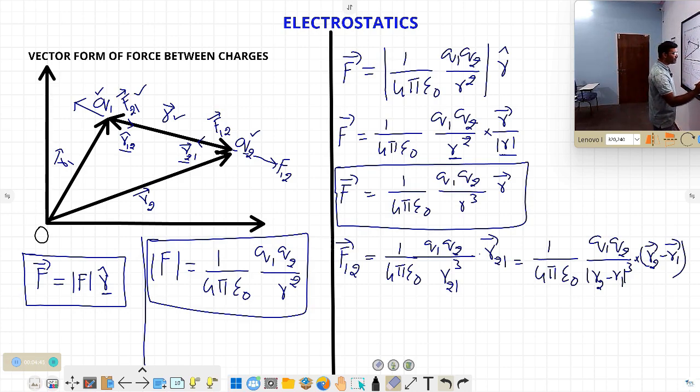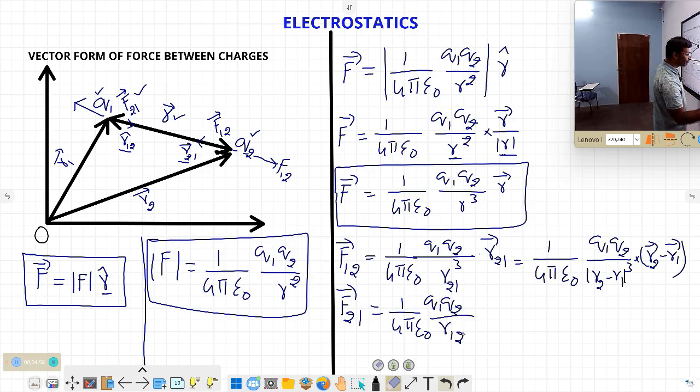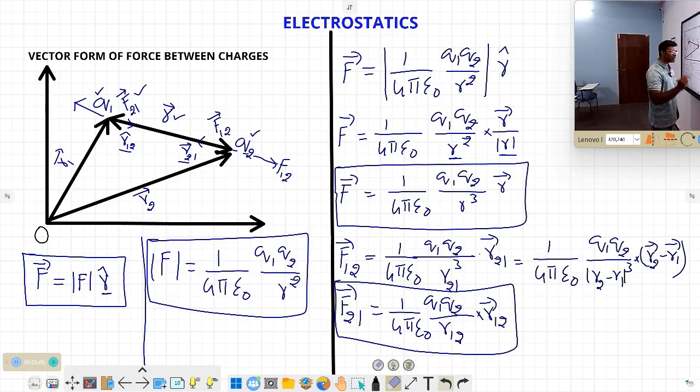Similarly, F21 I can also write as 1 by 4 pi epsilon naught into q1 q2 by r 1 to 2 cubed, into the vector r 1 to 2, in the direction of this. So this is the way you can write the vector form of representation of force between two charges.